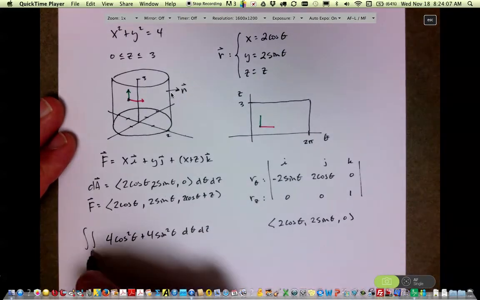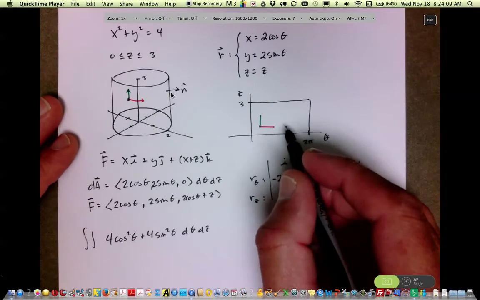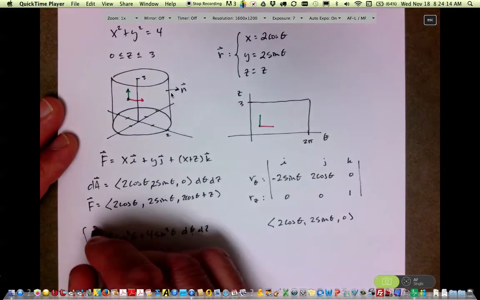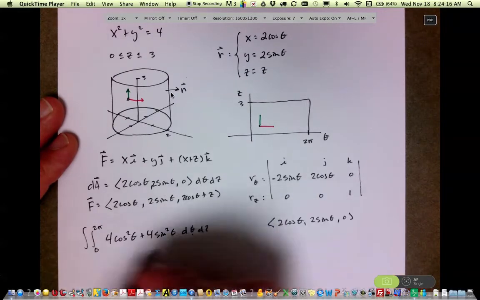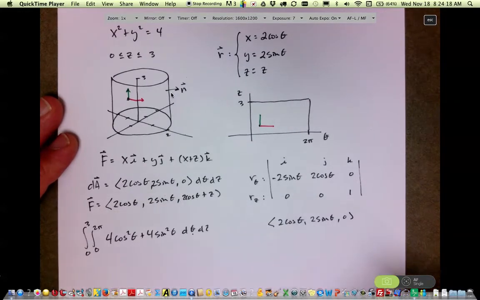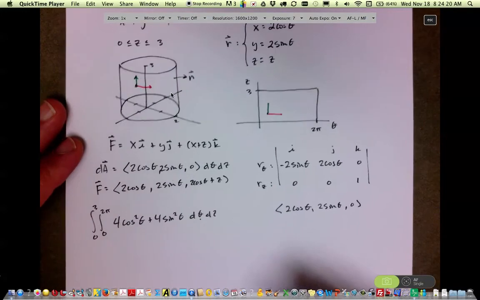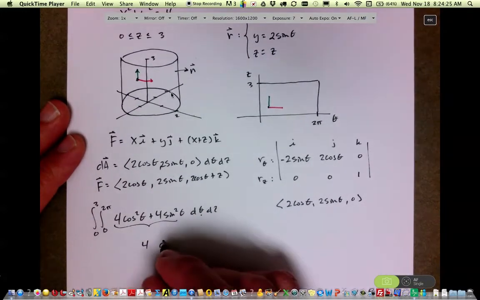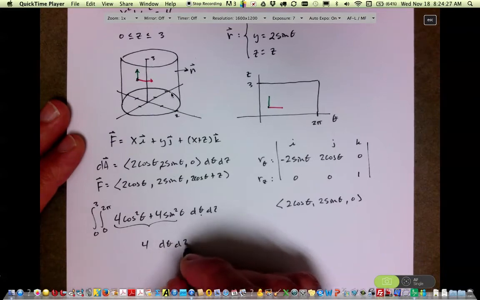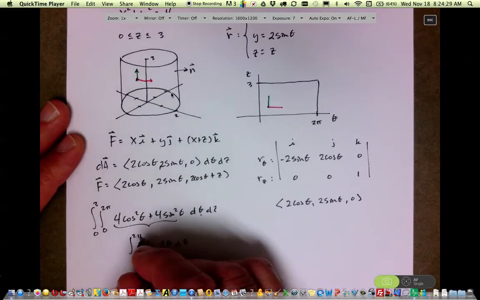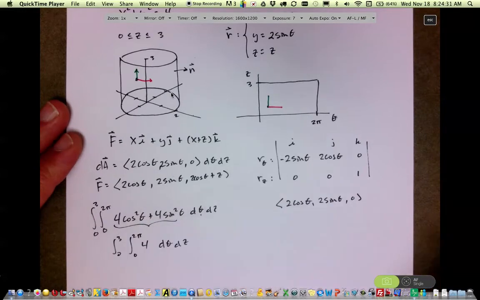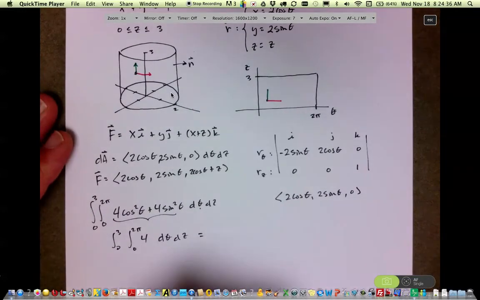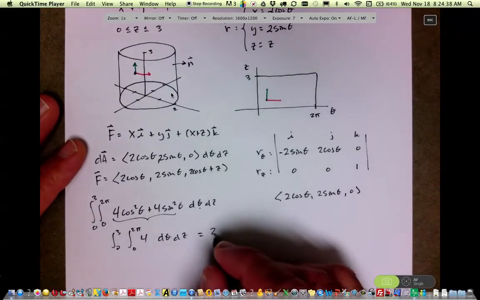All right, and then to find my limits of integration, I'm going to go back up here to this plane. Theta goes from 0 to 2 pi, and z goes from 0 to 3. Then I've got a fairly simple integral to evaluate, because this is just 4 d theta dz, from 0 to 2 pi and from 0 to 3. When you evaluate this, you end up getting, I think, 24 pi.